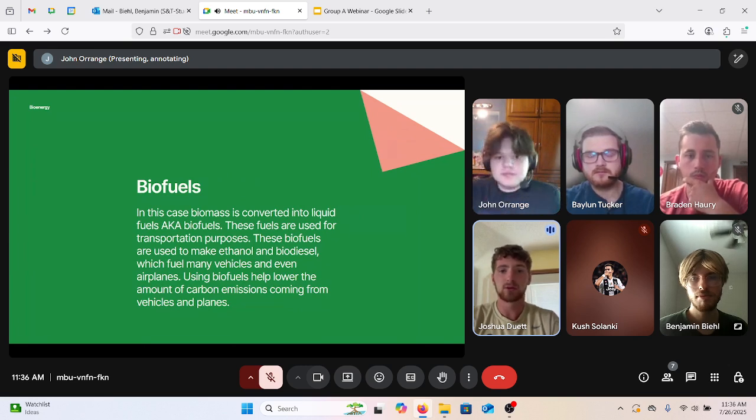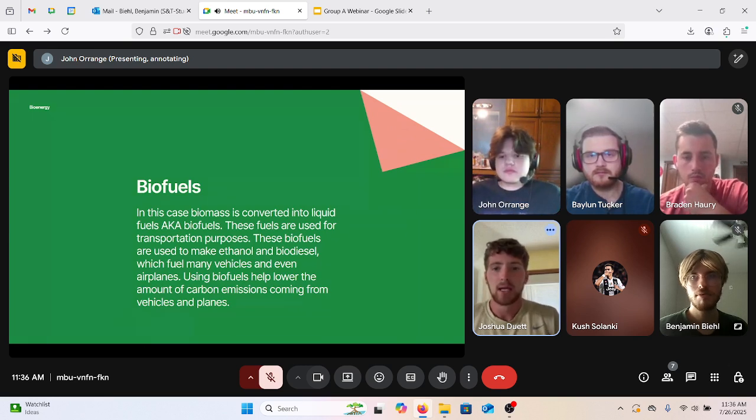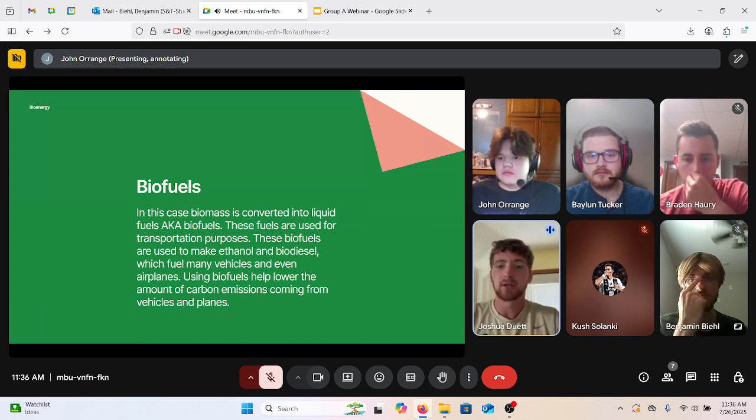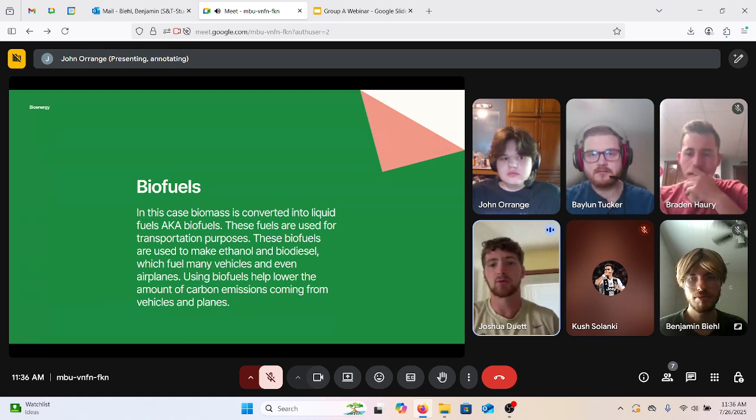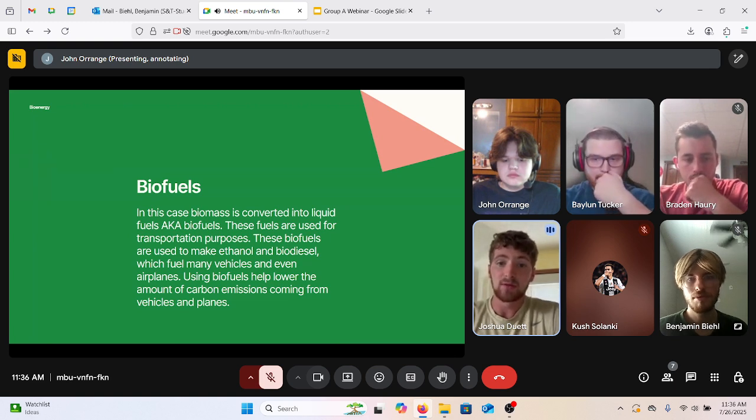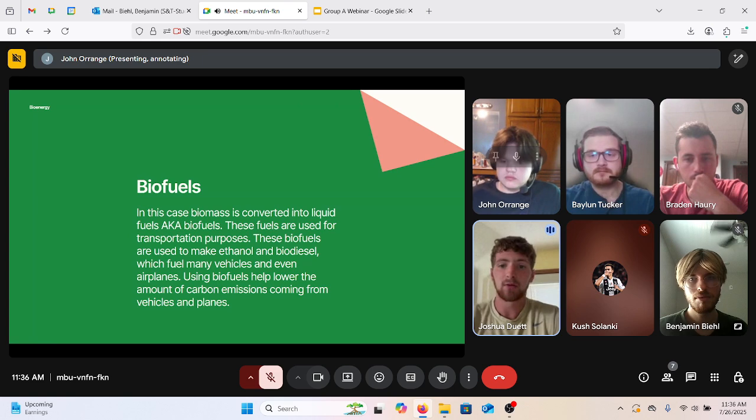For biofuels, in this case, biomass is converted into liquid fuels, aka biofuels. These fuels are used for transportation purposes. These biofuels are used to make ethanol and biodiesel, which may fuel many vehicles and even airplanes. Using biofuels helps lower the amount of carbon emissions coming from vehicles and planes.